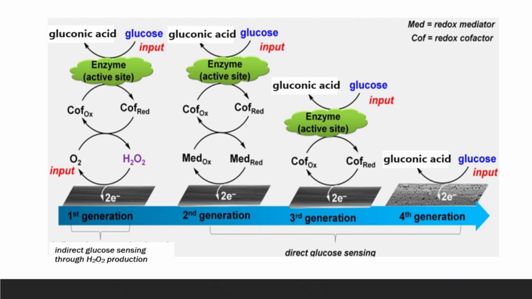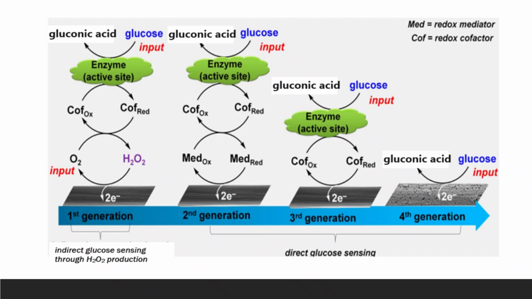This electron is measured by the sensor, and the amount of electron decides the amount of glucose present. So this is the first generation. So indirectly we were sensing the glucose. Now there was a hurdle in doing this process.